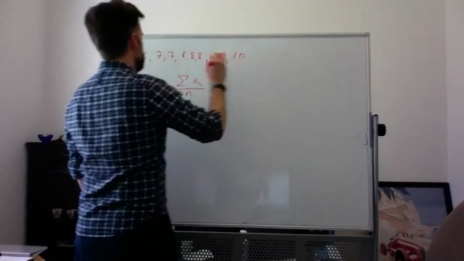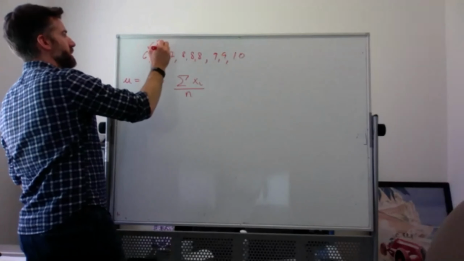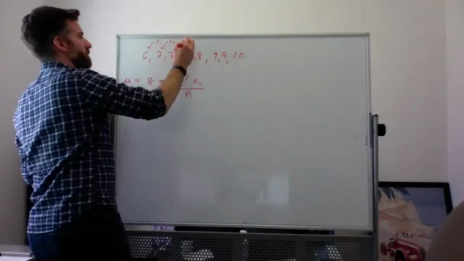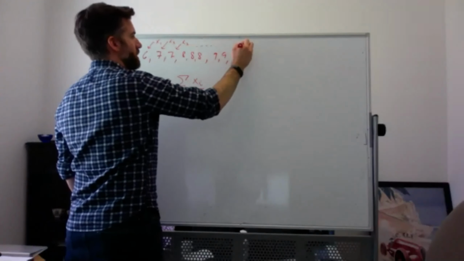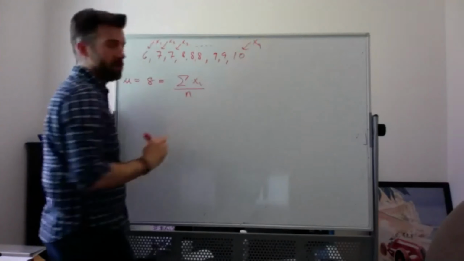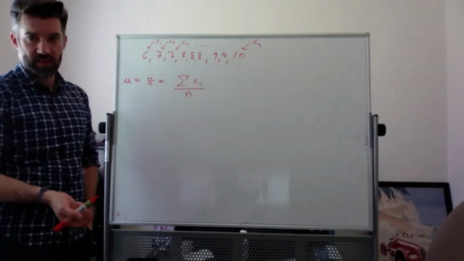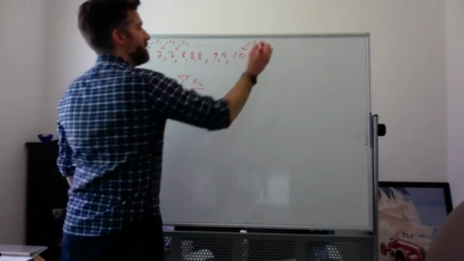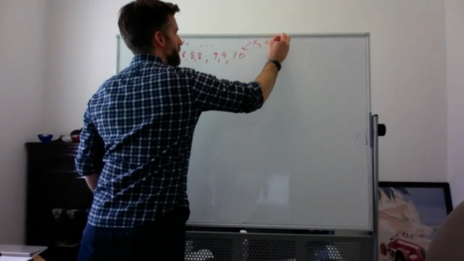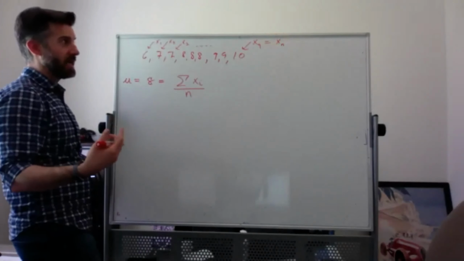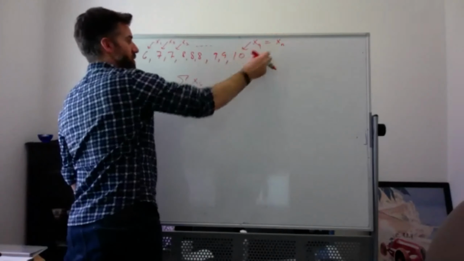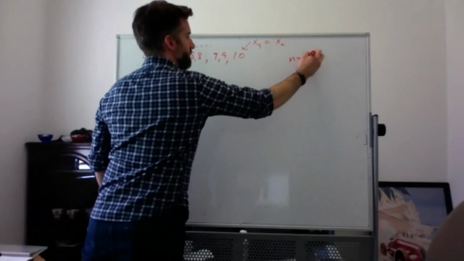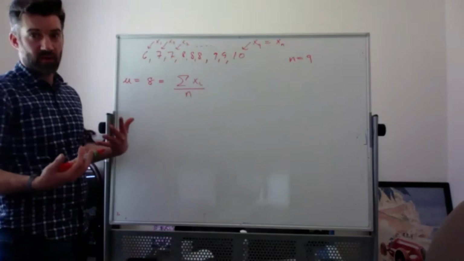Where, right, this is x sub 1, this is x sub 2, this is x sub 3, all the way to this is x sub 9, the very different pieces of data. And if that's x sub n, the last one, the subscript is the value of n. So n, the number of data points, is 9, or the size of our class.